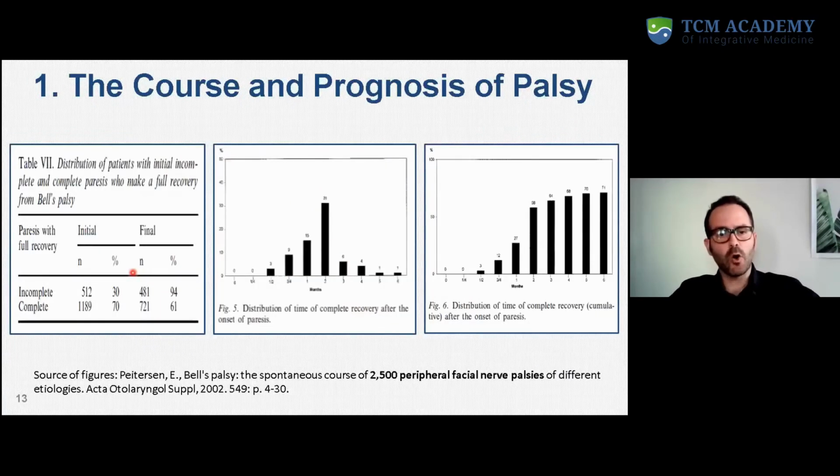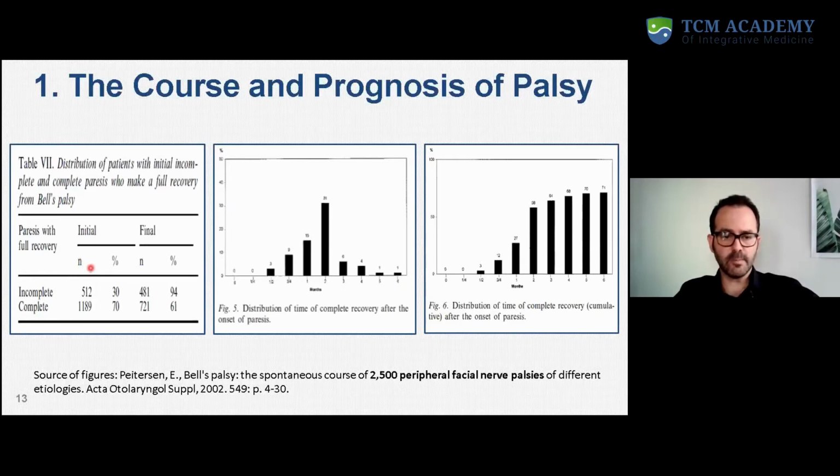In terms of the course and the prognosis of the paralysis, overall the prognosis of Bell's palsy is quite favorable. This study is coming from a Scandinavian country. It was published in 2002, and they followed the spontaneous recovery of 2,500 peripheral facial nerve palsy patients. Out of these 2,500, 1,001 patients were diagnosed with Bell's palsy.